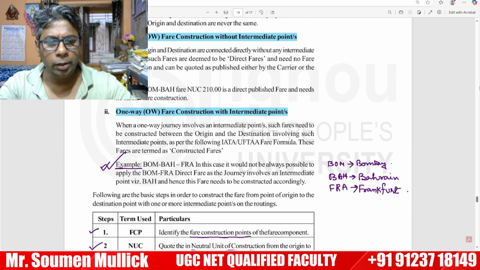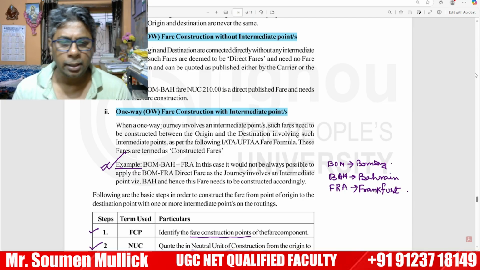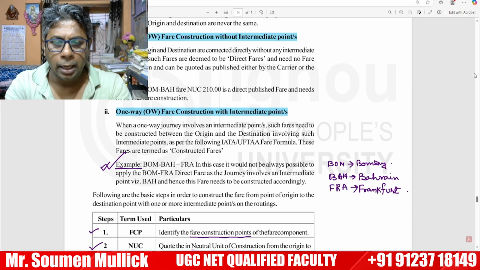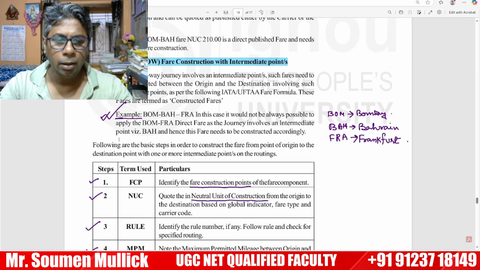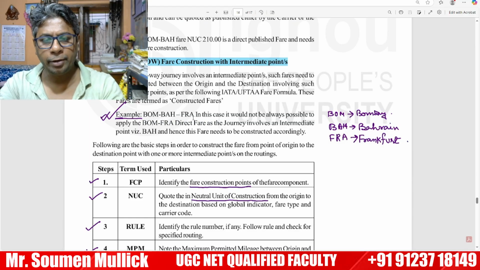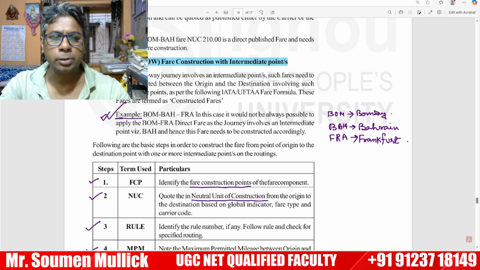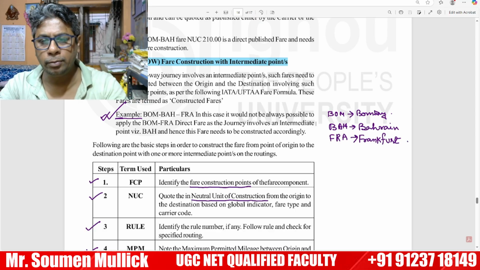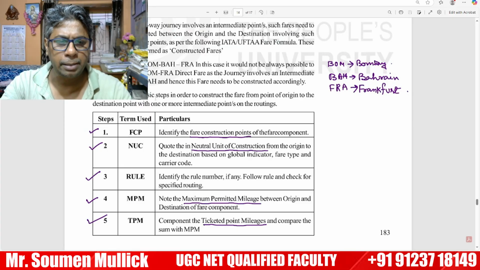Now, the one-way fare construction with intermediate point. In case a one-way journey involves an intermediate point, such fare needs to be constructed between origin and destination involving the intermediary point as per the IATA fare formula. Example, Bombay to Bahrain via FRA, which means Frankfurt. In this case, it would not always be possible to apply the Bombay-Frankfurt direct fare, as the journey involves the intermediate point Bahrain, hence the fare needs to be constructed accordingly. The following steps should be followed.